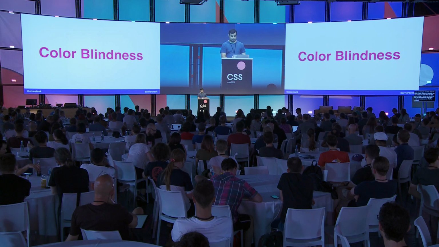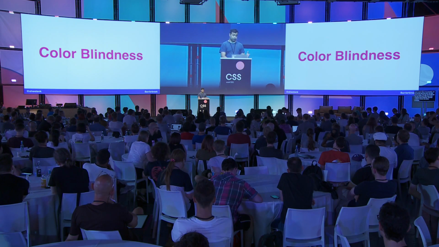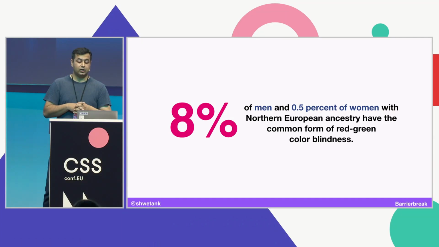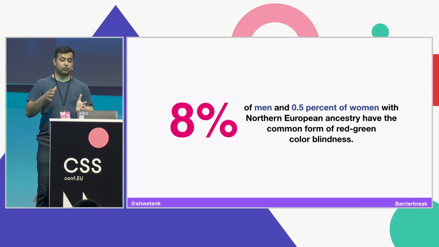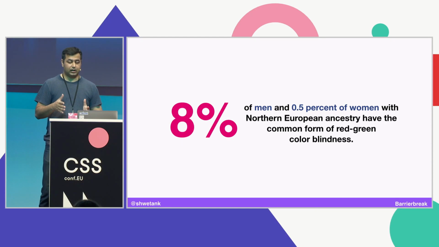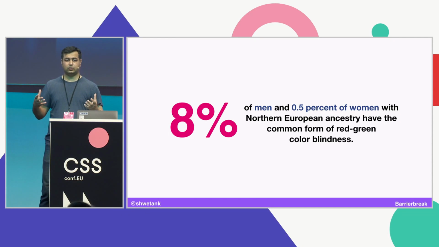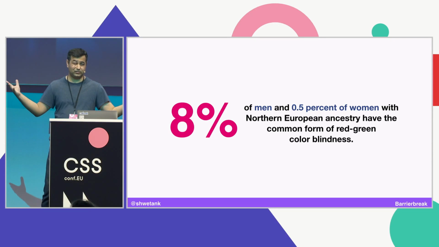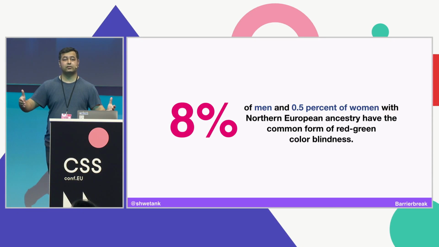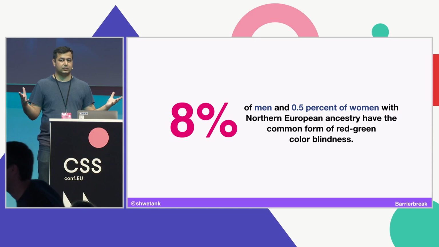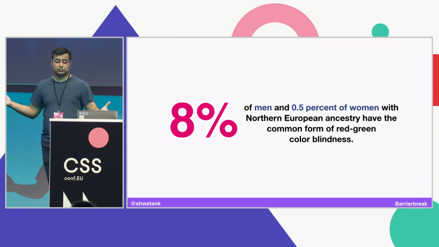And this is even more poignant over here in Europe, because about 8% of men and about 0.5% of women of Northern European ancestry have some form of red-green color blindness. The more you talk to people who have red-green color blindness, the more you'll see that, not just in the online world but in the physical world, there's still a lot of stuff in which you need to determine whether something is red or green. The most obvious example is traffic lights, but that's not the only case. There are other small cases as well.